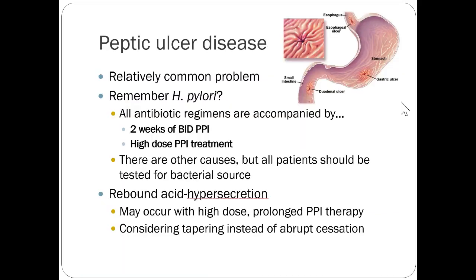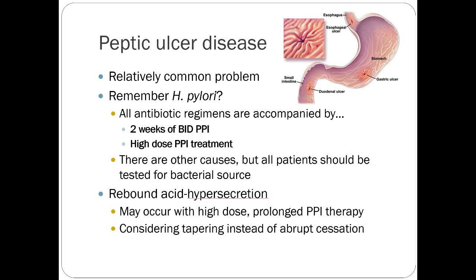Peptic ulcer disease, we talked about this back in ID with H. pylori. So remember that the triple therapy example is 2 weeks of proton pump inhibitor plus your 2 antibiotics, your amoxicillin and your clarithromycin. The one thing about treating with high-dose PPIs, you do get rebound acid hypersecretion with the prolonged dosing.